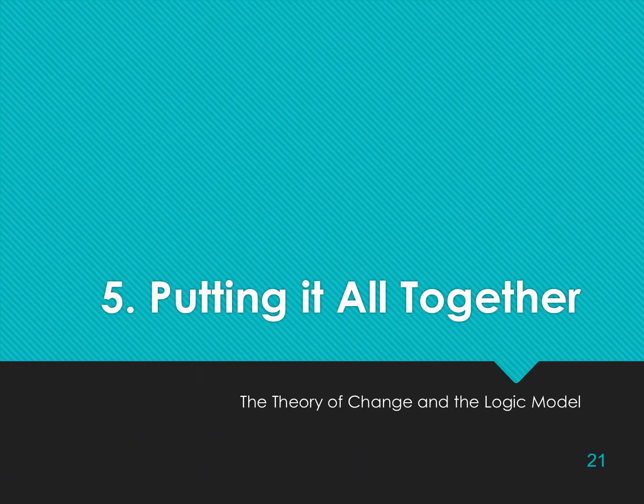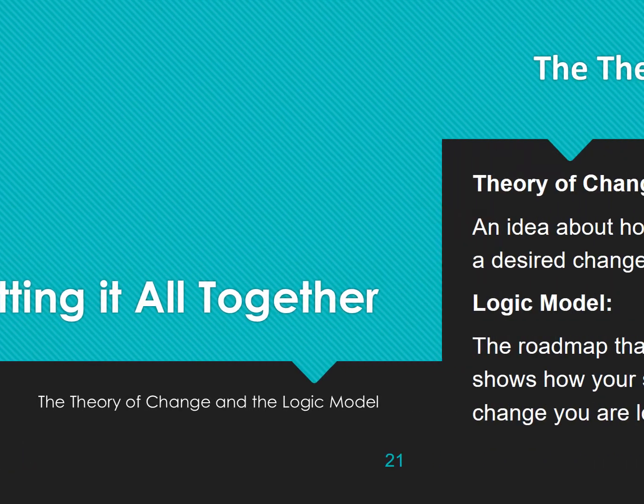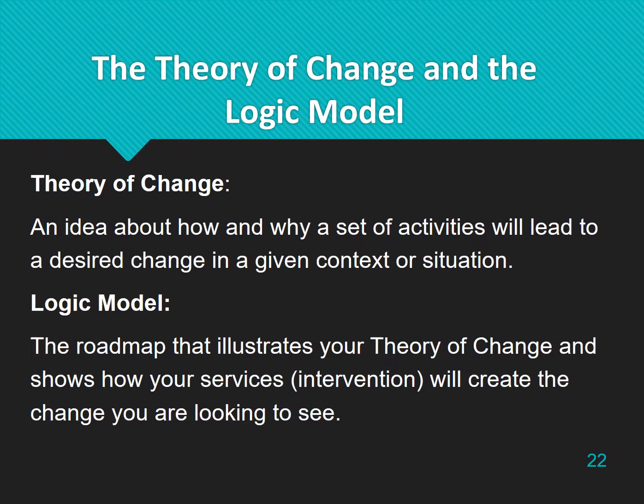Number 5, putting it all together. Clarifying your theory of change and logic model is a critical step for existing programs, as it provides an opportunity to compare and contrast your program's approach or allows you to consider where to make changes to strengthen your program's outcomes. Revisiting your theory of change and logic models offers you the opportunity to revisit your choice of outcomes to ensure there is a logical and practical relationship between the service you provide and the change you intend to make.